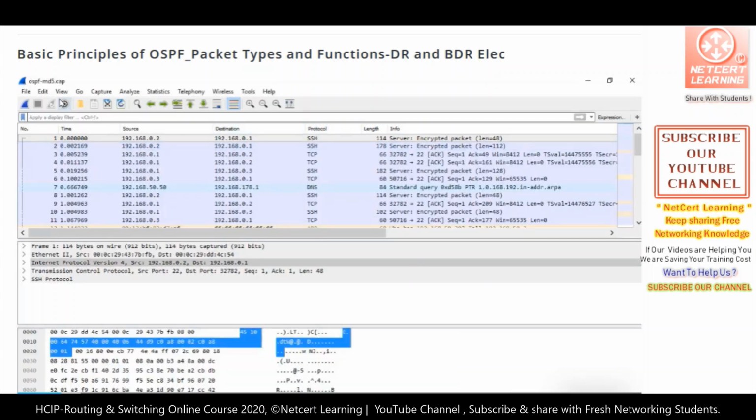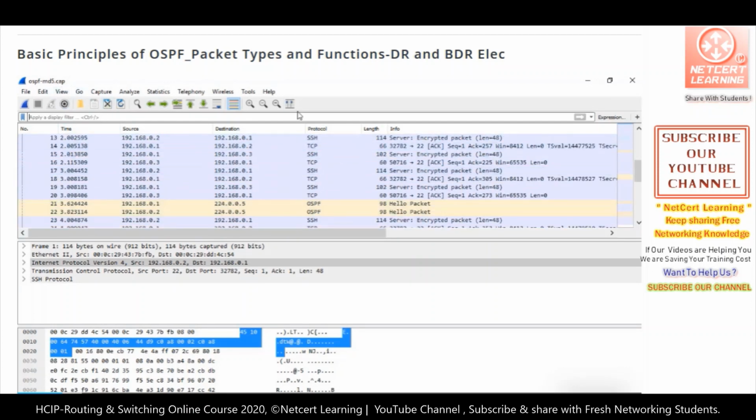Here I have an OSPF MD5 packet capture. So I'm going to look for the OSPF.